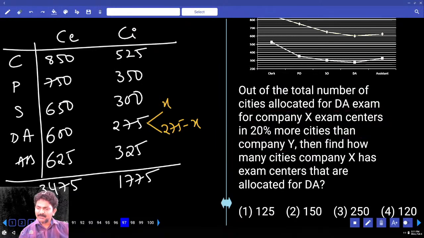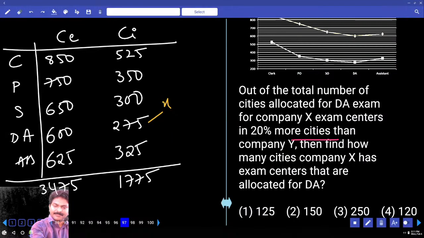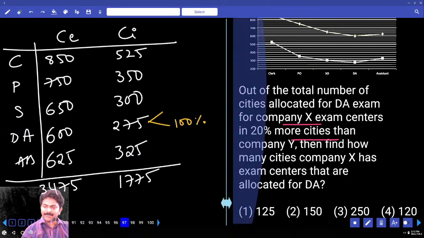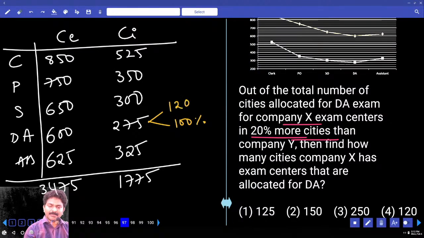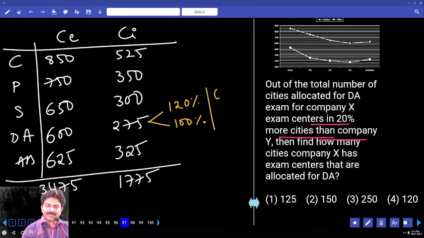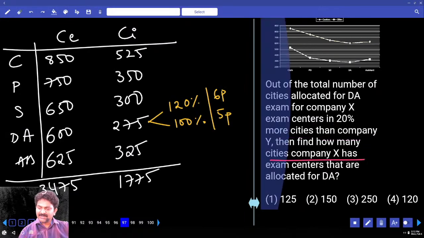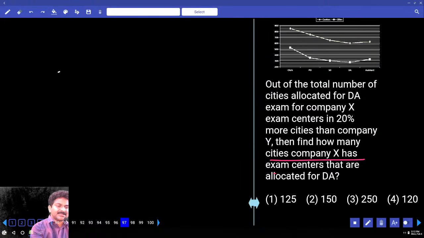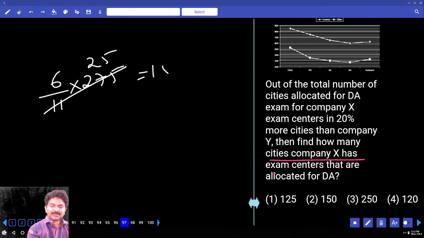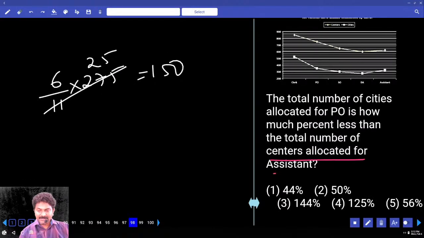If Y is 100%, X is 20% more. They are in the ratio 6:5. Total how many parts do we have? 11 parts. Now the question is company X. So that is 6 out of 11 among 275. 25 times 6, 150. Next. Total number of cities allocated for PO.